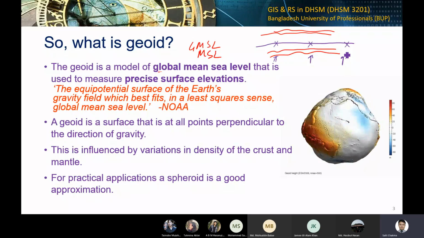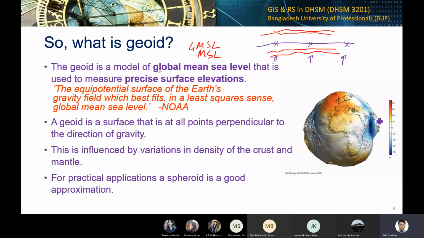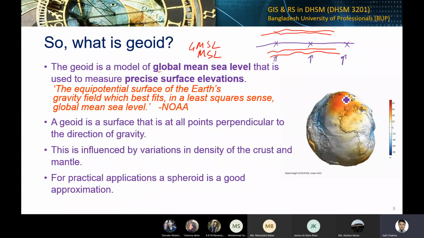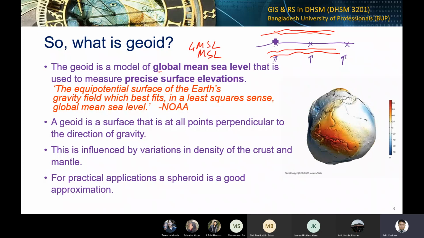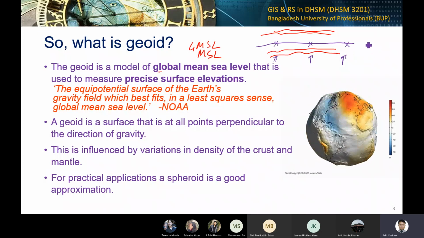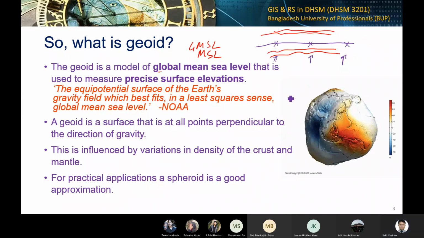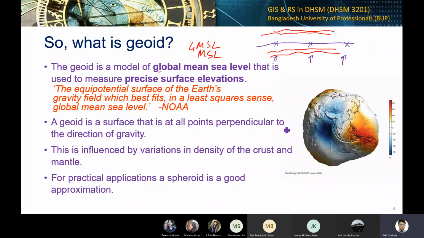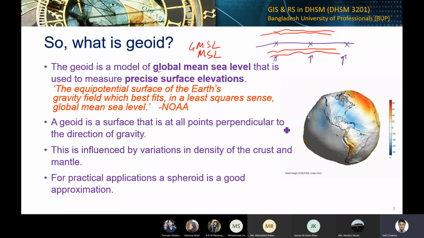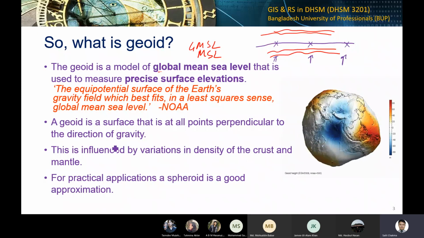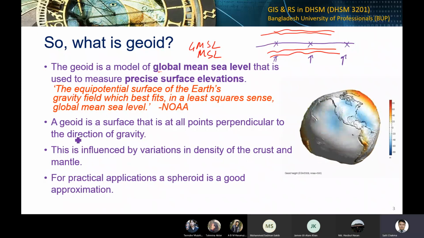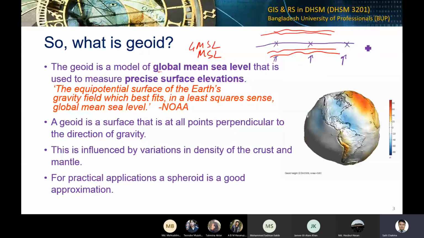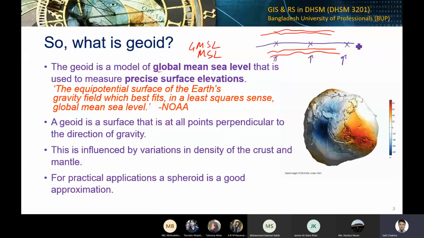So as long as there was ocean or sea, it was fine. But when you come to the surface covered by land, we were stuck with a problem. To solve that problem, the scientists or geographers proposed another idea. How about we imagine a line which is perpendicular to the direction of gravity?